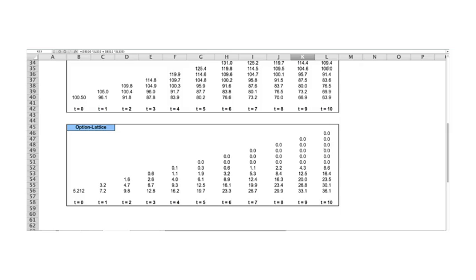So when the stock price is greater than 100, the payoff is 0. When it's less than 100, we get a payoff of 100 minus the stock price. So that gives us these values here. And then we can calculate the option by working backwards in the binomial lattice as we've seen before. In this case, we find the put option value is equal to $5.212.